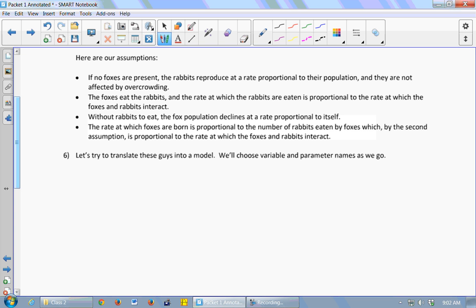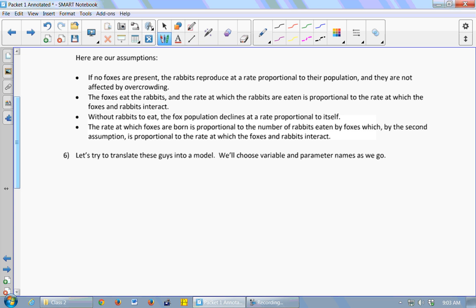And the rate at which foxes are born is proportional to the number of rabbits eaten by foxes, which, by the second assumption, is proportional to the rate at which the foxes and rabbits interact. So the birth rate of the foxes depends on how many rabbits they get to eat, which depends on how often they interact. All right, so we're going to try to translate these into a model.